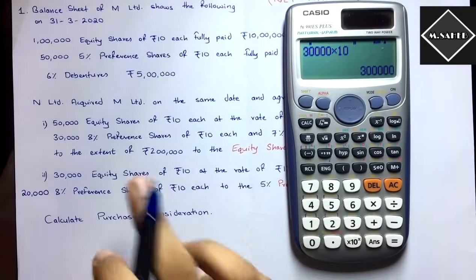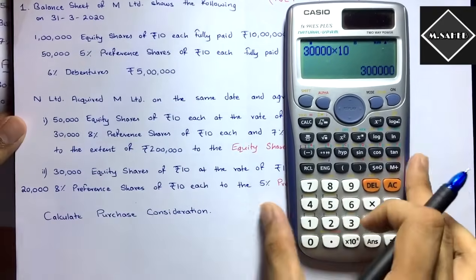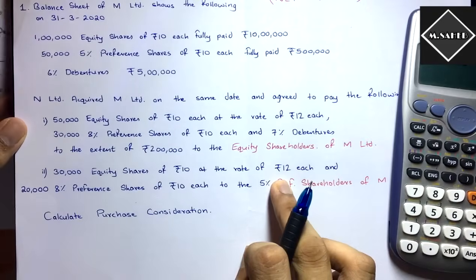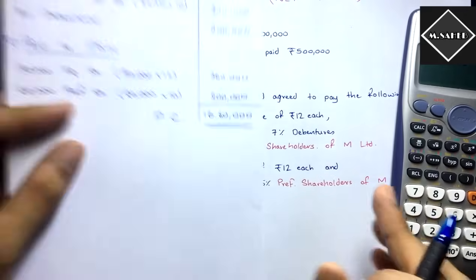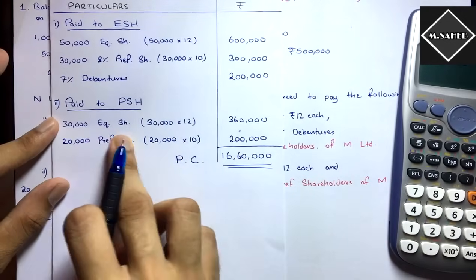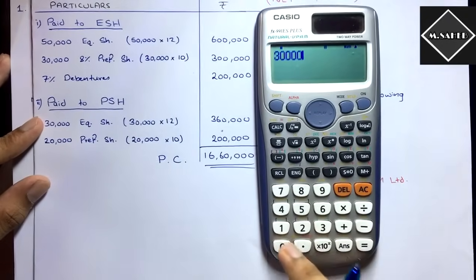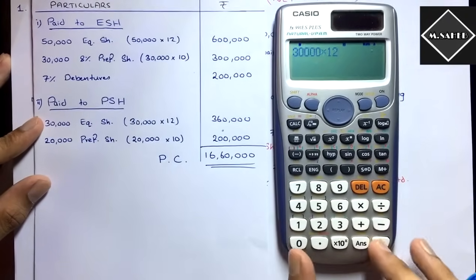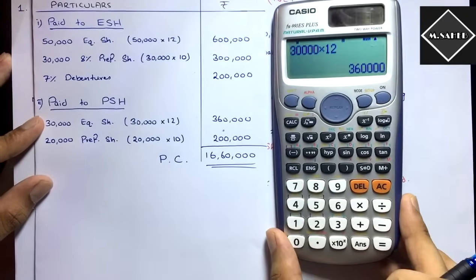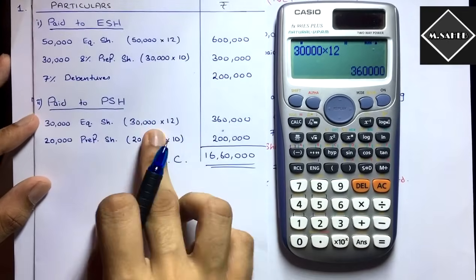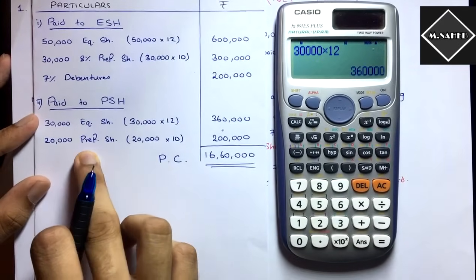So here two things. Equity shares, 30,000 equity shares of 12 each. The issue price is 12, so give that to preference shareholders. 30,000 into 12 is equal to 3,60,000. This is given to the preference shareholders. The equity shares are given, and then preference shares are also given.